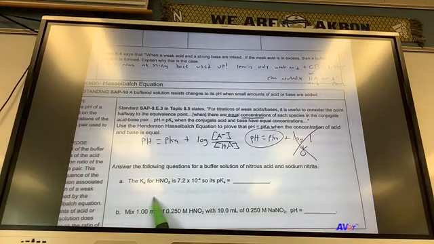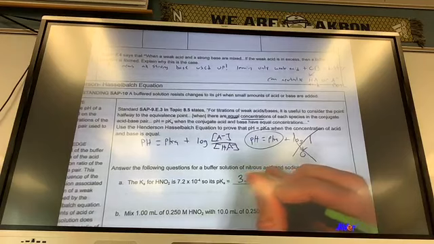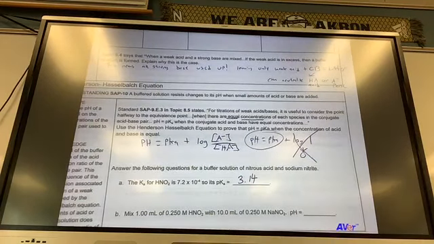Answer the following questions about the solution of nitrous acid and sodium nitrite. The Ka for HNO2 is 7.2 times 10 to the negative fourth. So the pKa is negative log of 7.2 E negative 4. The pKa I got is 3.14. Can anybody confirm that for me? That's what you got? Okay.